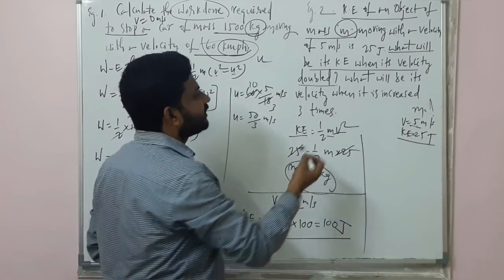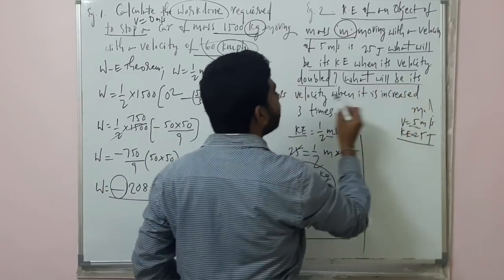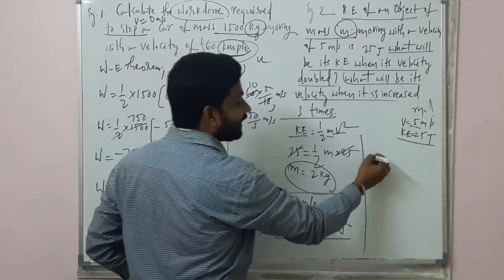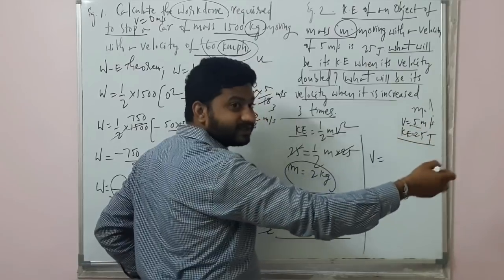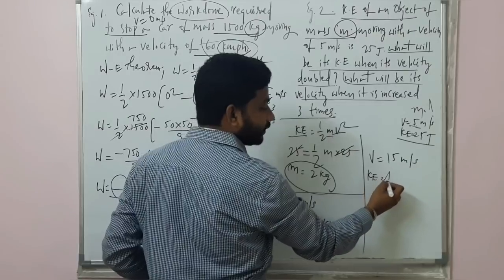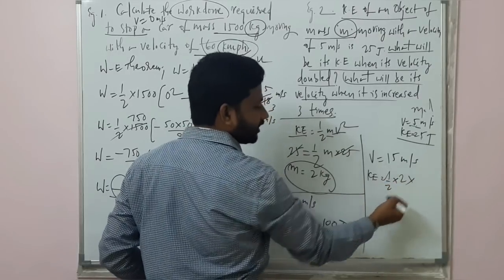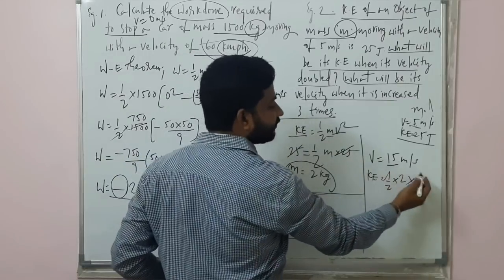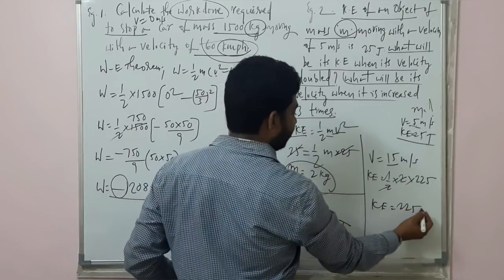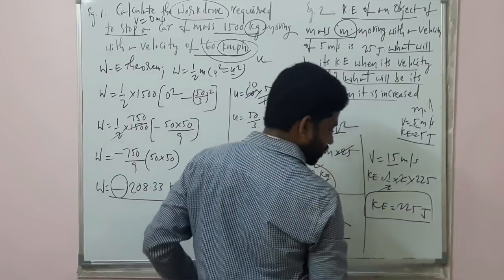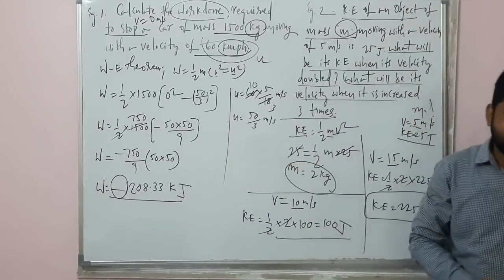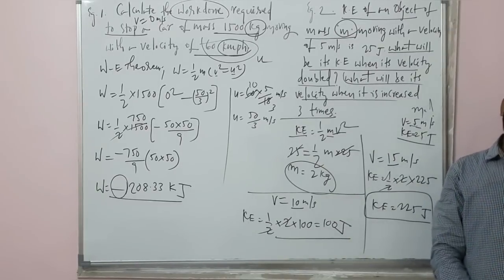Now, let's see the further part of the question. What will be its kinetic energy when the velocity is increased 3 times? So now the velocity is 3 times 5. 2 times is 10, and 3 times will be 15 meters per second. The kinetic energy is equal to half into m. Mass will not change, I said 2. Into v square, 15 square is 225. So now the kinetic energy is 225 joules. Clear? This way questions will be asked. Let's solve some more questions.